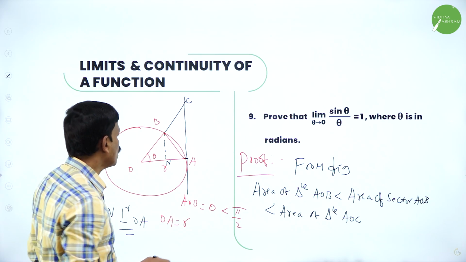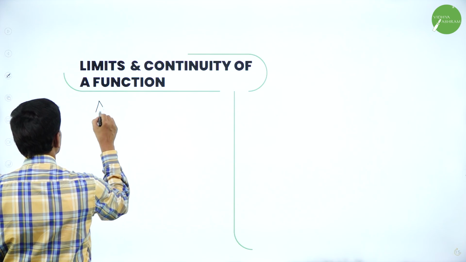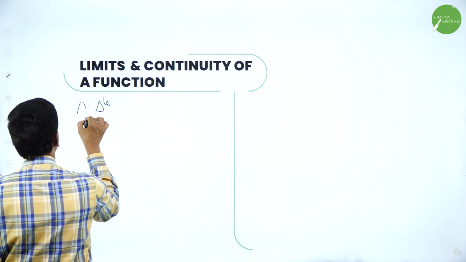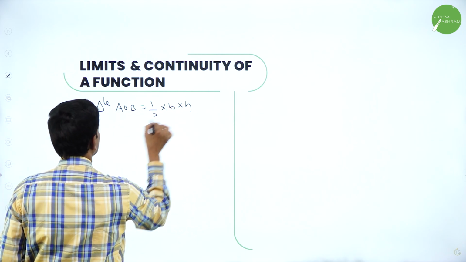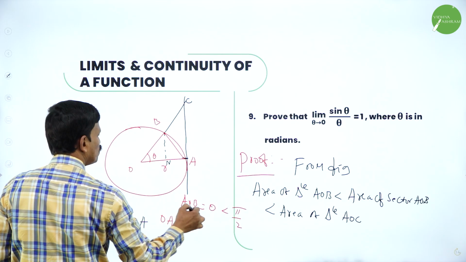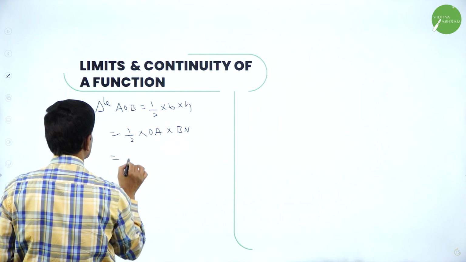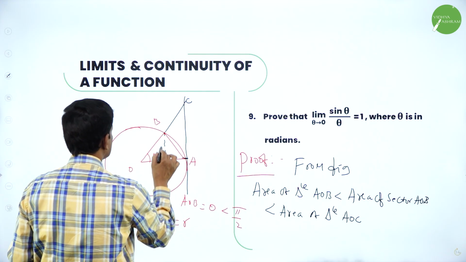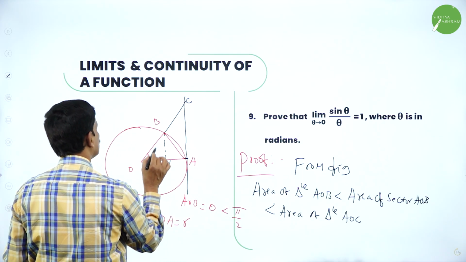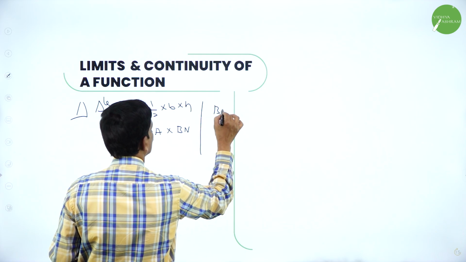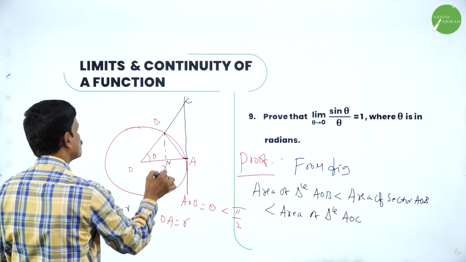That's it. Okay. Now find out the area of triangle AOB. Now area of triangle AOB is equal to half into base into height, that is half into base OA into height, which is nothing but the perpendicular distance BN. Now from triangle BON, what is sin theta? If you write sin theta, it is opposite by hypotenuse.